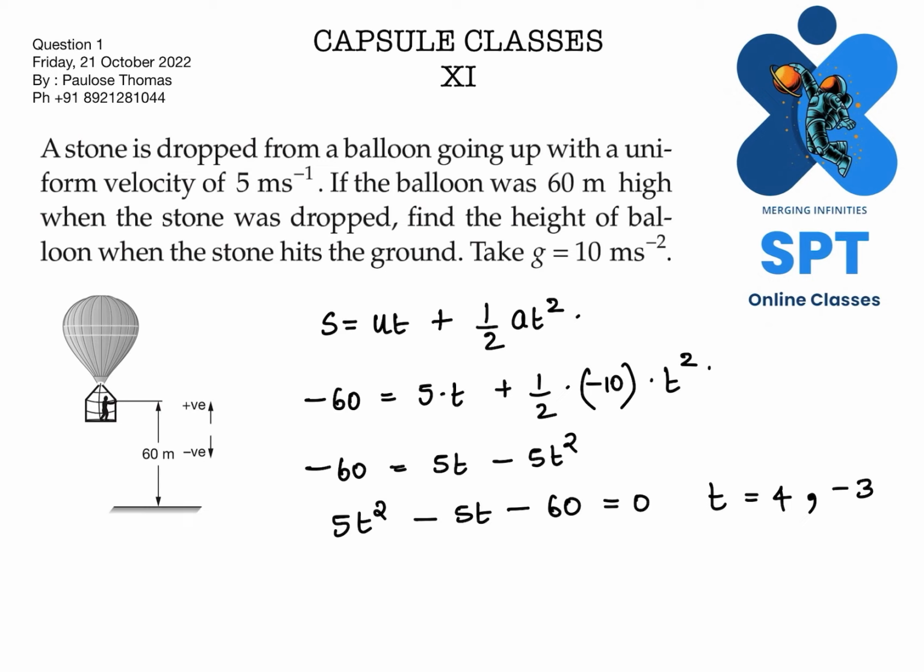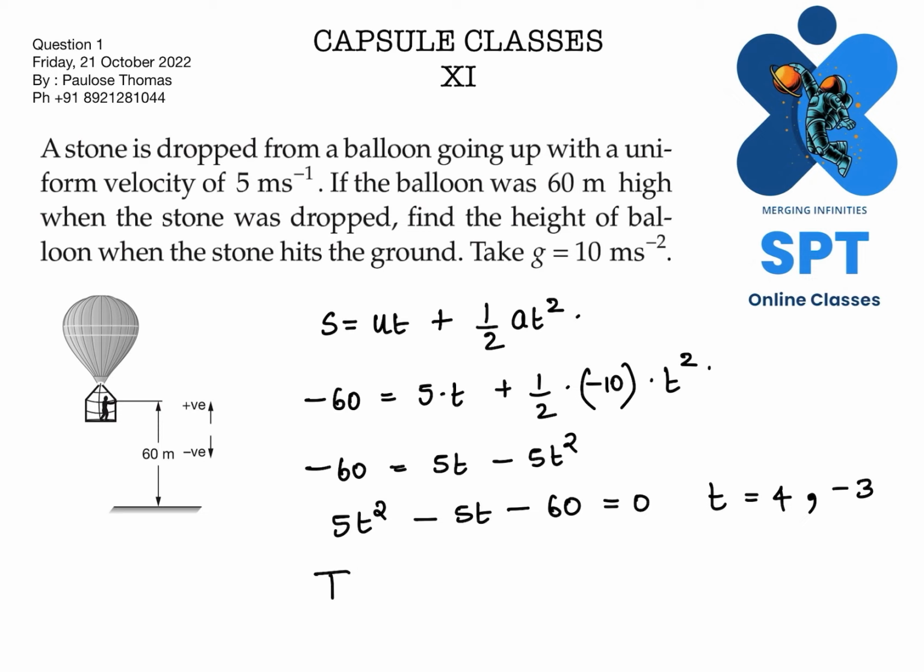The balloon was already at 60 meters high when you dropped the stone, so we need to calculate how much more distance the balloon has traveled in those 4 seconds. We know that to calculate distance, you can multiply velocity with time. Since the balloon is traveling up with a uniform velocity 5 meters per second, the extra distance the balloon has traveled is 5 meters per second multiplied by 4 seconds, that is 5 into 4, 20 meters.